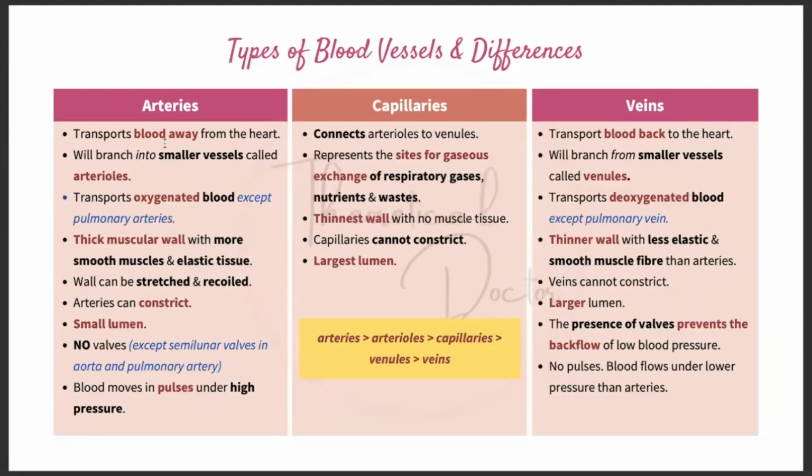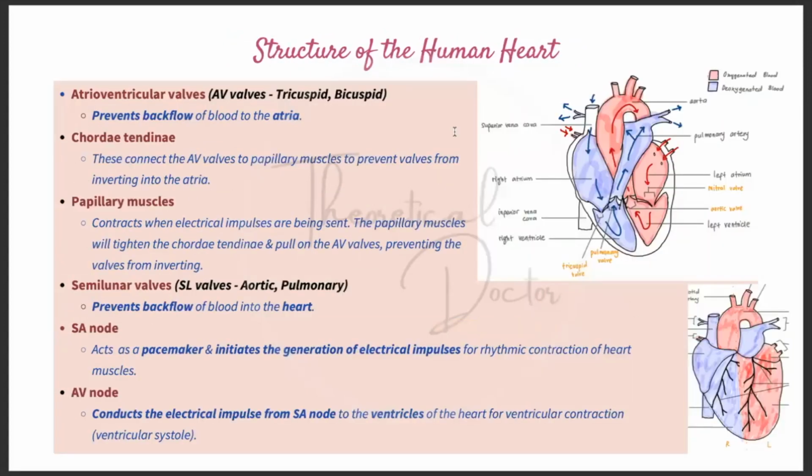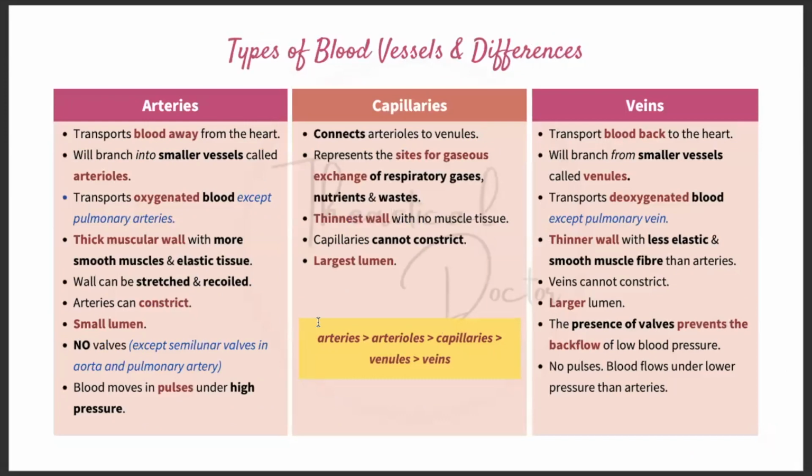Therefore, the function of arteries is to transport oxygenated blood, except the pulmonary artery, because the pulmonary artery will transport deoxygenated blood from the right ventricle into the lungs to be oxygenated. Now, the walls of the arteries are thick and muscular, and they have more smooth muscle and elastic tissue. The walls can be stretched and recoiled, and arteries can also constrict, meaning to become smaller.